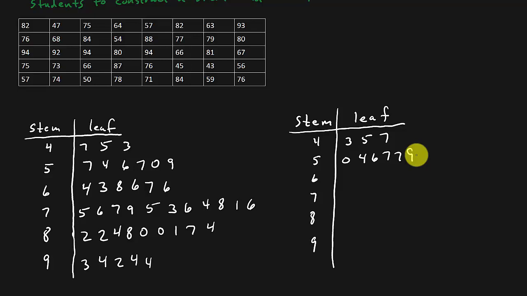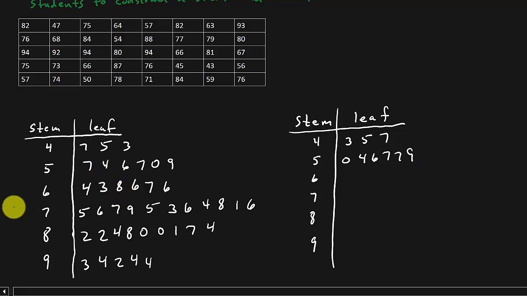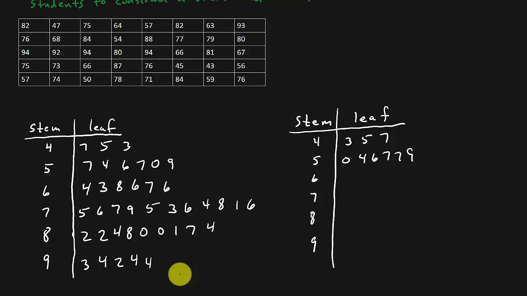But look, one thing that you can get from a stem and leaf plot is if you look at this thing sideways, it kind of looks like the bars of a histogram, doesn't it? You see that? So that kind of gives you a good idea of what the data represents.